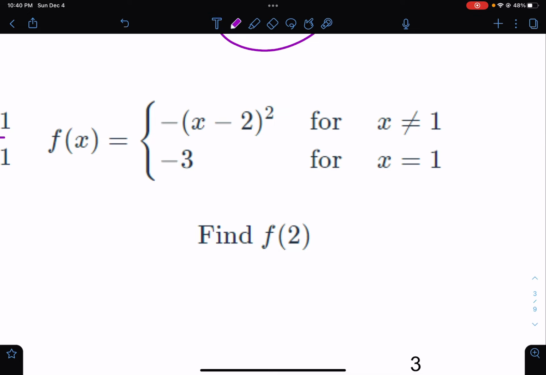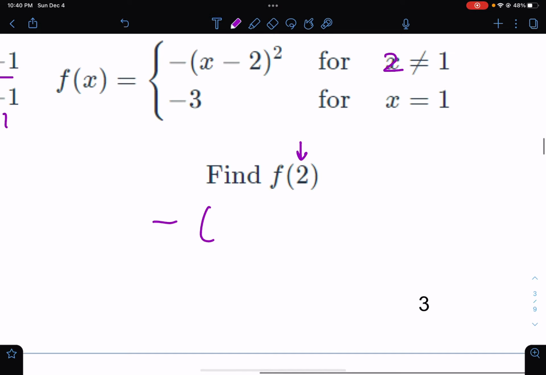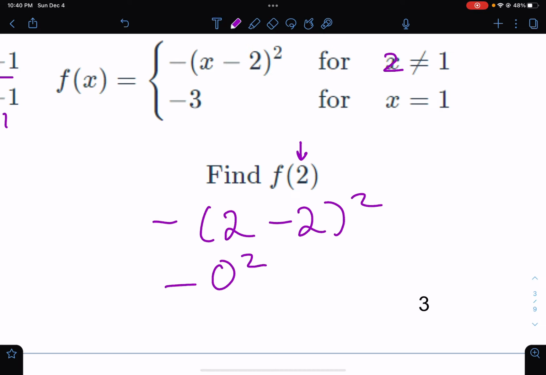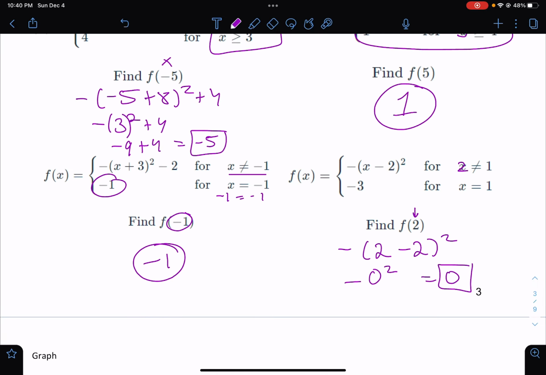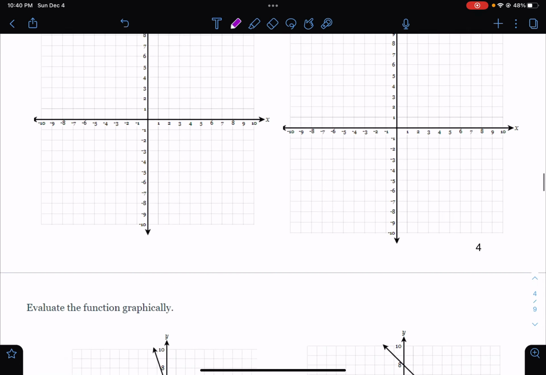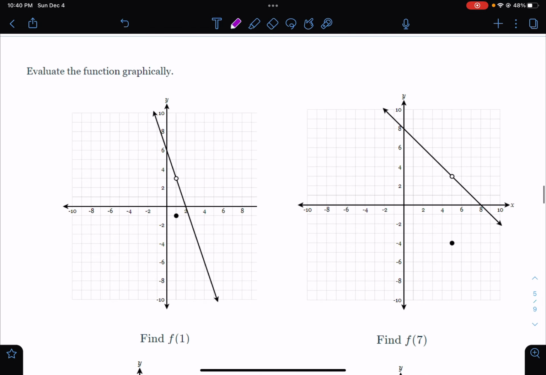All right, and we have an input of 2. We use the first function when the x value is not equal to 1. Well, 2 is not equal to 1, so we're going to be plugging into that first function. We plug in a 2, and we get 0. We're going to skip page 4 and go on to page 5.